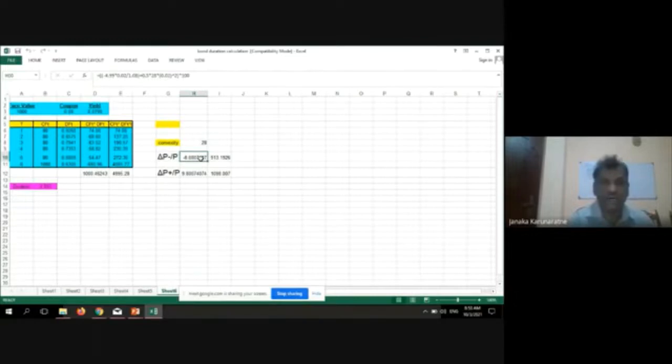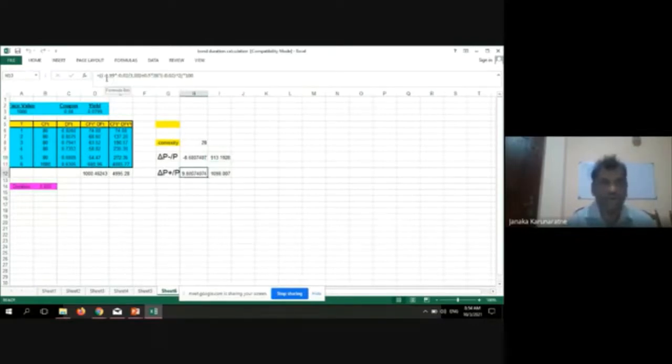So if you work that out for the original 1,000 rupees, 1,000 plus 1,000 into this change divided by 100, right? So your final price is 913.91926.